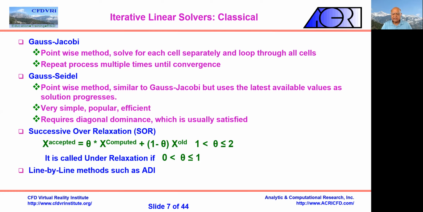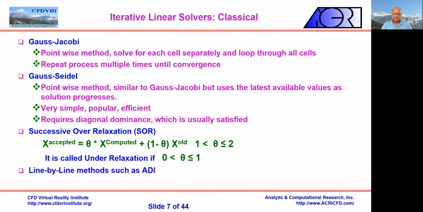Now, there is another situation with the non-linearities. Instead of over-relaxing, we under-relax the system. Under-relaxation means that theta is less than 1, right? And that comes in very handy for a non-linear system, or another system which may not converge very fast.